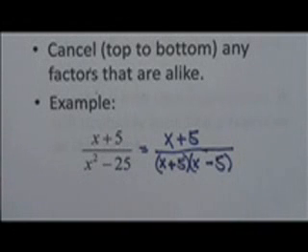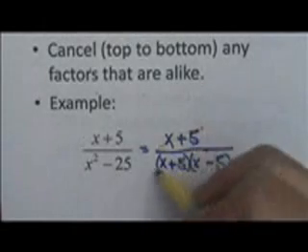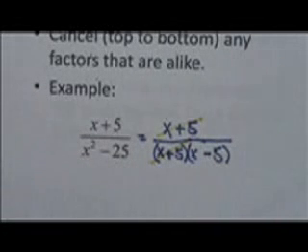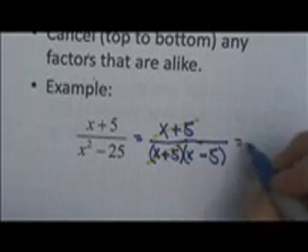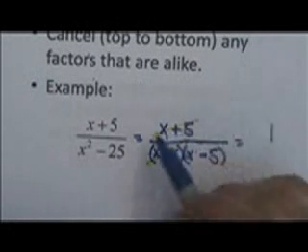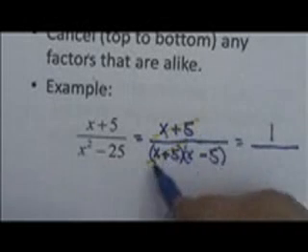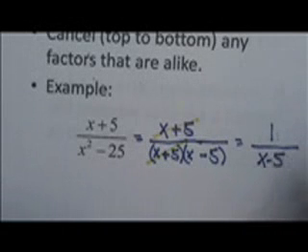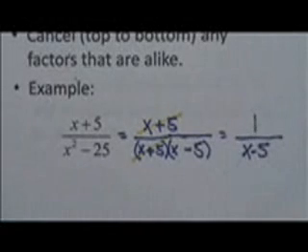Now we need to cancel. We have an x plus 5 on top and x plus 5 on bottom. They are alike, so they cancel. Now remember, when you cancel and it looks like you have nothing left on top, you're still left with a 1. So even though the x plus 5 goes away, there's still a 1 there. We cancel the x plus 5 on bottom, so it goes away, and we're just left with x minus 5. 1 over x minus 5.